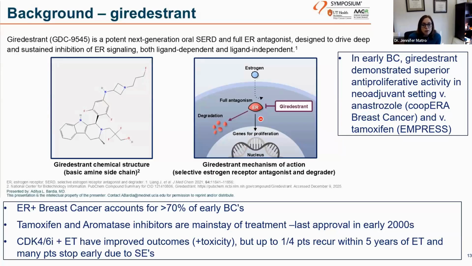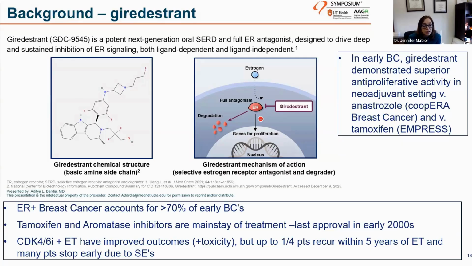So just by way of background, hormone-positive breast cancer accounts for more than 70% of early breast cancers. Tamoxifen and aromatase inhibitors are really the mainstay of treatment, and the last one of these was approved in the early 2000s. So they're great medicines, but they're a little rusty. We think that there could be improvement because we know that women who take these medicines can still recur.